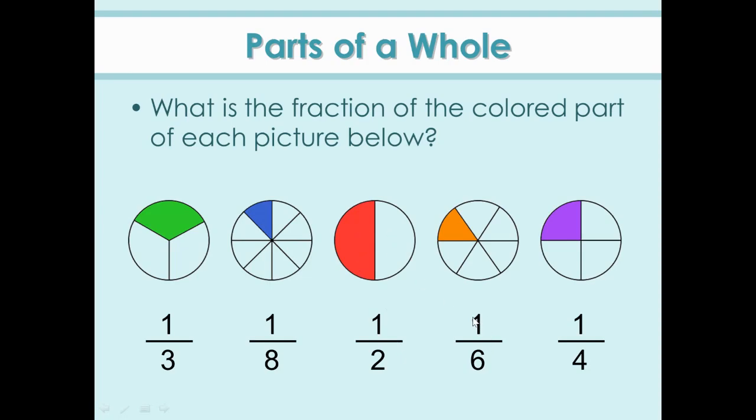This next one over here, our numerator is 1 because we again have one part shaded, but our denominator is 6 because we have 1, 2, 3, 4, 5, 6 equal parts. That's why we have 1/6. And try that last one. Say it out loud. What's our numerator? Our numerator is 1. And what's our denominator? 1, 2, 3, 4. Our denominator is 4, which makes up the fraction 1/4.